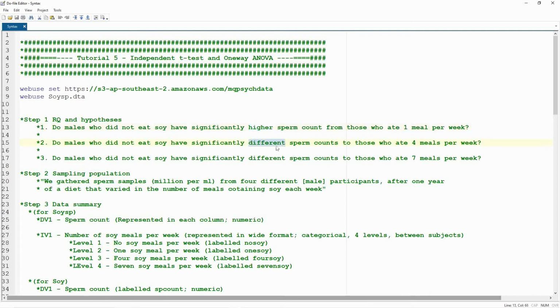The other 2 hypotheses just say different. They don't specify higher or lower. So in which case, if eating no soy produces higher sperm counts than those who ate 4 soy meals per week, that's just as interesting as if eating no soy produces less sperm. So here we have direction in our first hypothesis, but in our other 2 we don't. And we'll see in a moment why that's important.